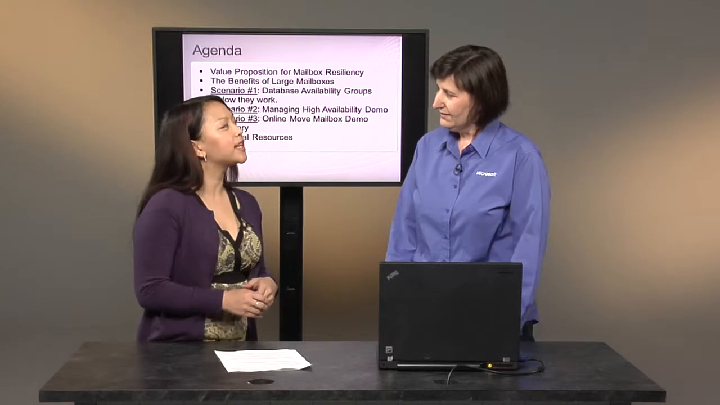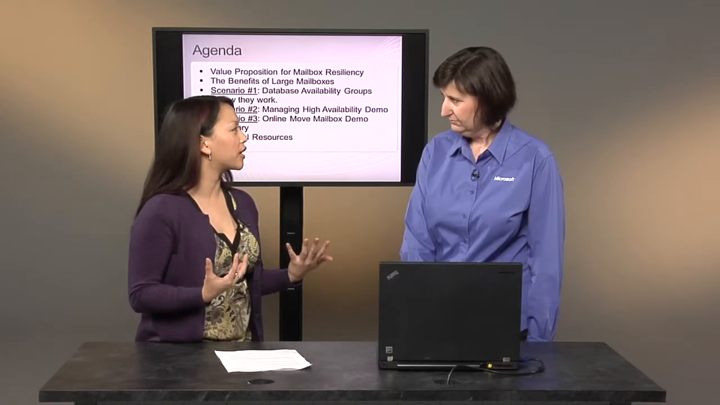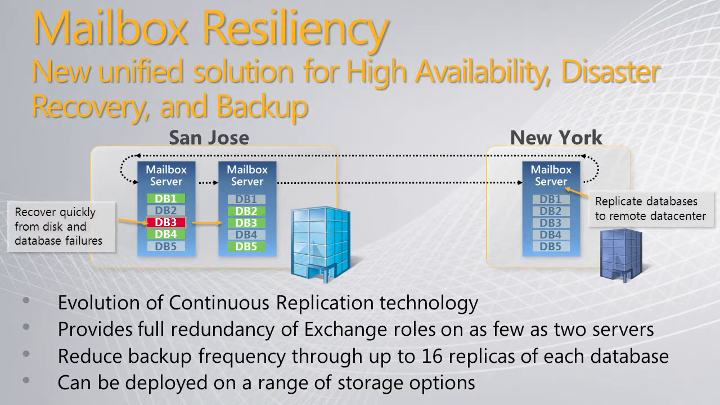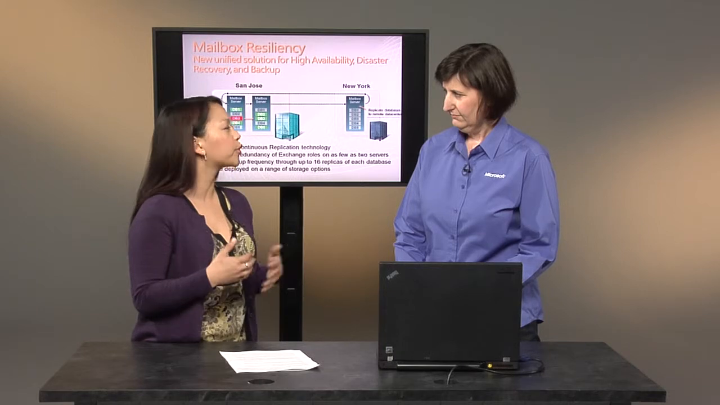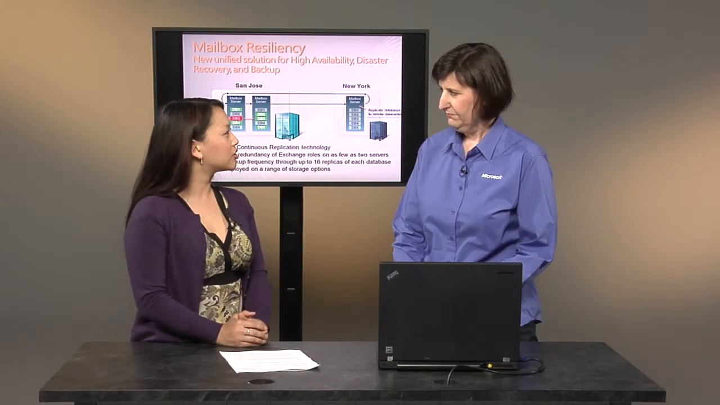So how does Exchange 2010 improve the mailbox resiliency story? Well, what we've done is we've taken the continuous replication that we introduced in Exchange 2007, and we've really built this unified high availability, disaster recovery and backup scenario for Exchange 2010. So how does it improve upon previous versions of Exchange? Well, we've done a few things. So firstly, we've created this thing called a database availability group, and that includes not only high availability, but disaster recovery as well. And the second main change is that we have database level failovers.